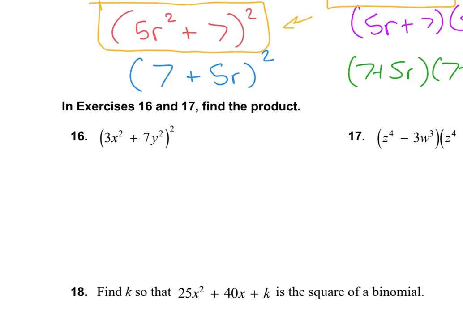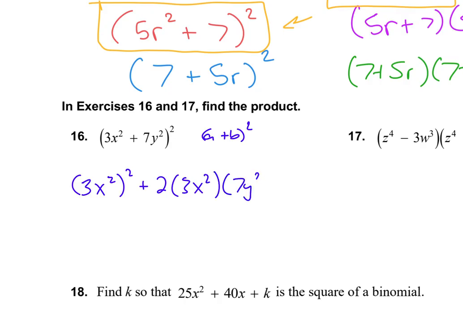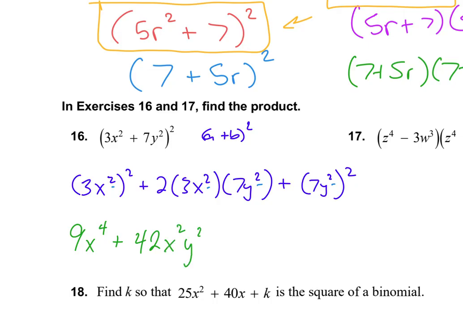3x squared plus 7y squared, squared. Well, this is the a plus b squared, so it's just going to be a squared plus 2ab plus b squared. So just be careful to keep these squareds in there. And then now this is going to be 9x to the 4th plus 2 times 3 is 6, 6 times 7 is 42x squared y squared plus 49y to the 4th.